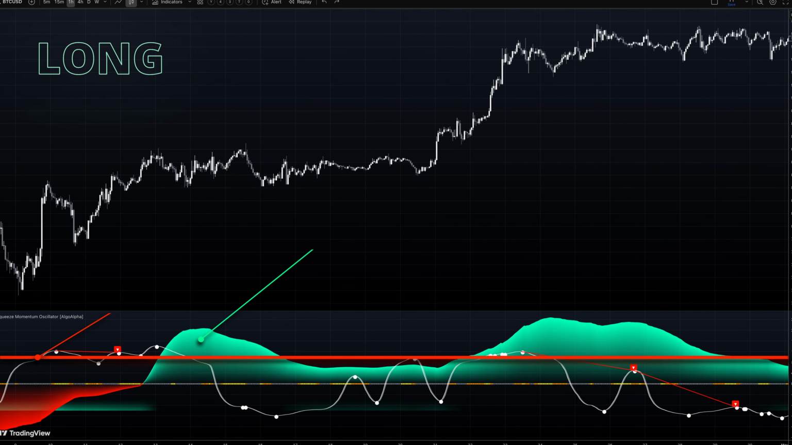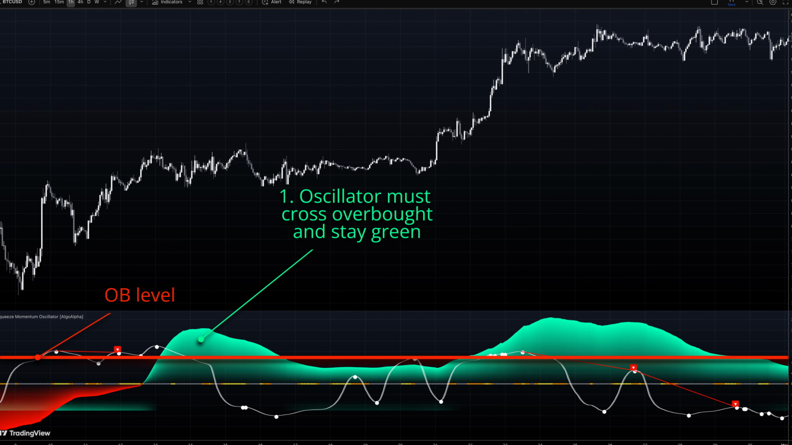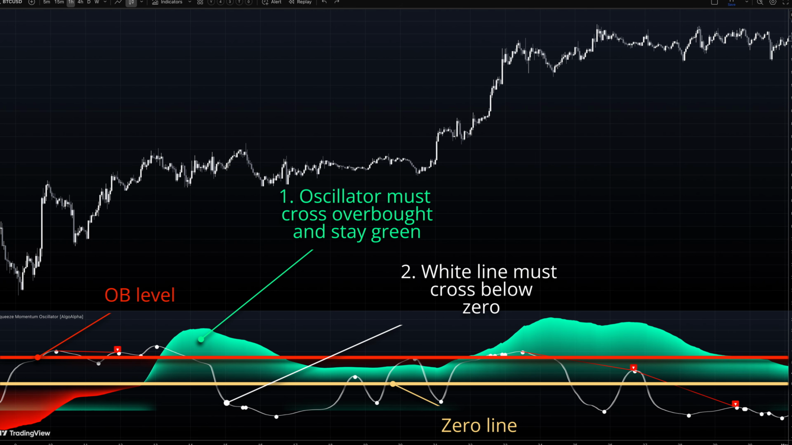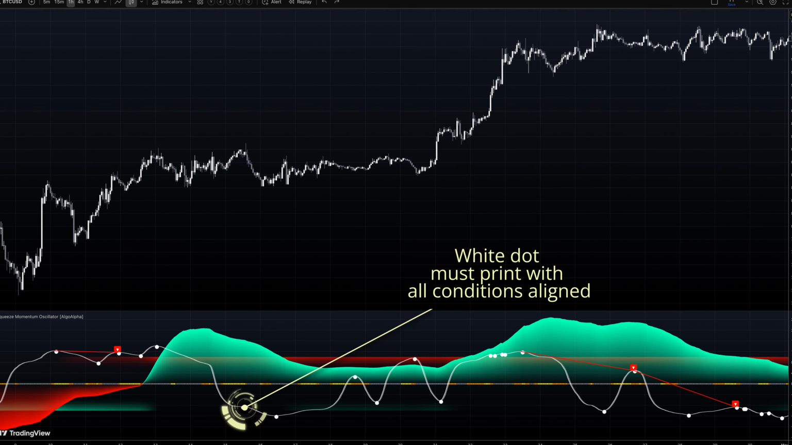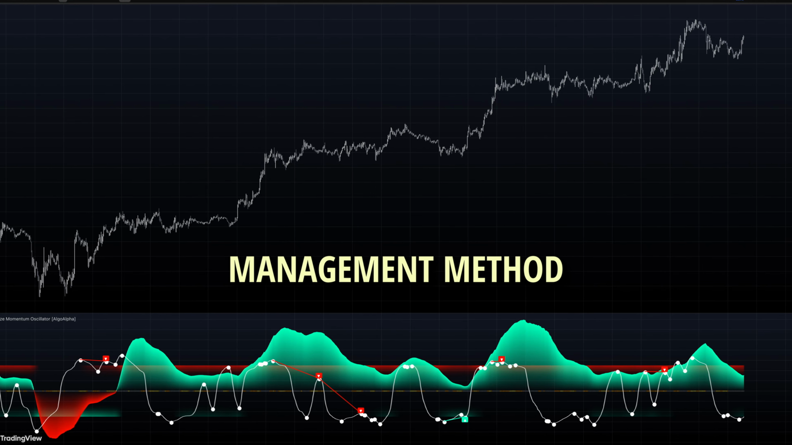The underlying oscillator's wave must cross the overbought level and stay green, while the swing oscillator's white line crosses below the zero line. Enter when it prints the white dot. Use your preferred risk management method.